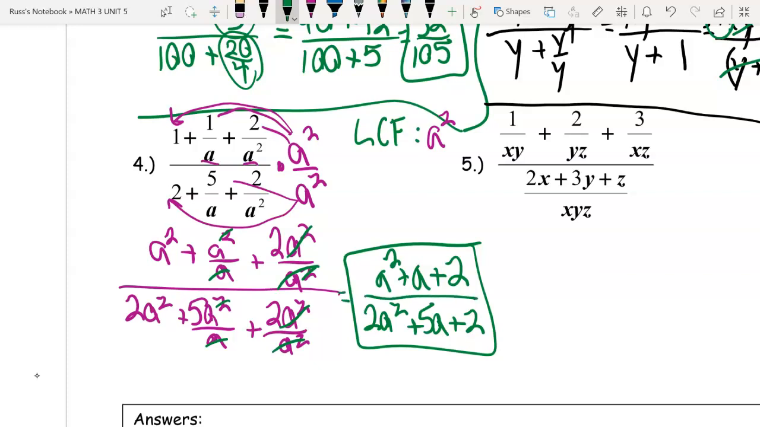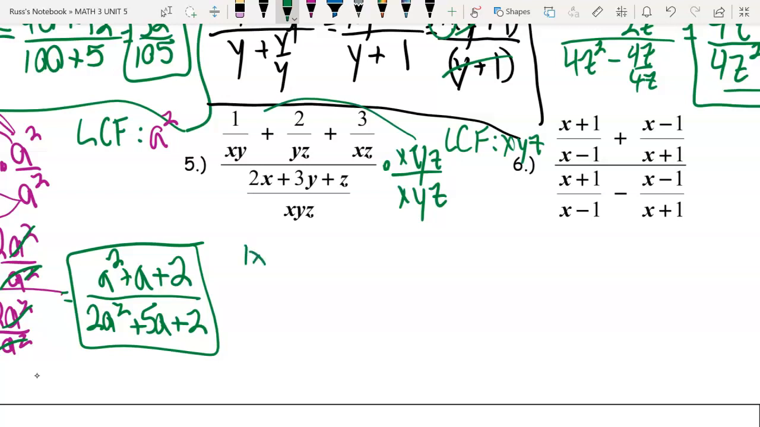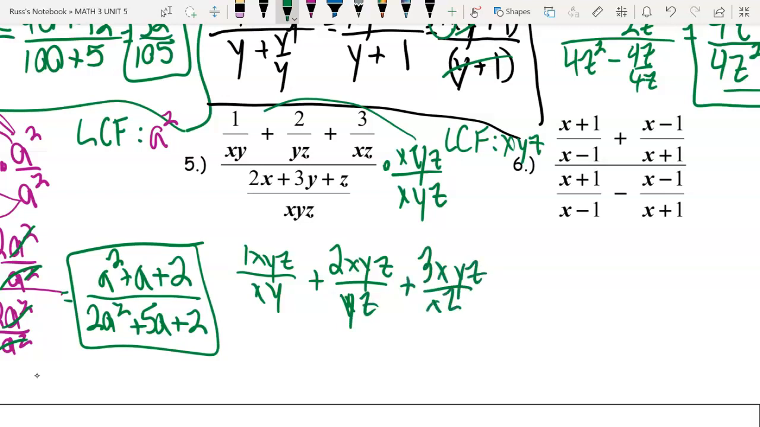All right, number 5. This one's tricky. You've got x, y, and z. So it looks funky or it looks tricky. But really, because you've got an x, a y, and a z, xyz would be your least common factor. So when I multiply by this, I get 1xyz over xy plus 2xyz over yz plus 3xyz over xz. Okay?